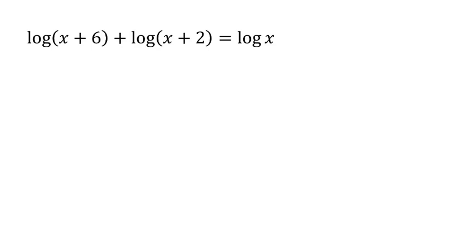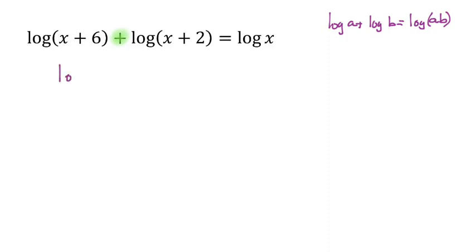So I'm looking at this example. We have the log of x plus 6 plus the log of x plus 2 equals the log of x. Now the first thing that I see, and once again this comes with experience, the more videos like this you watch, the more you'll be able to see it, is I see a plus sign right there. And one of our log properties is that if you have the log of A plus the log of B, that's equal to the log of AB. It's equal to the log of the product. And so that's what we're going to do here.